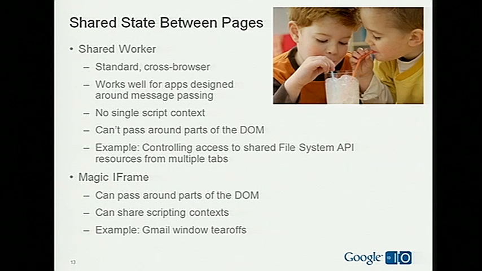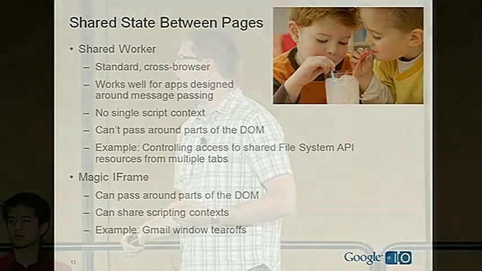So shared workers are great. We love them. But they do have some downsides. One of the downsides is that there's no single scripting context. So you can't just take a huge part of the DOM and hand it off to a shared worker and then hand that off to another worker or another window. It doesn't work. It's only things that you can serialize and pass in via post message. So what do we do? Turns out that this is actually a useful thing to do.